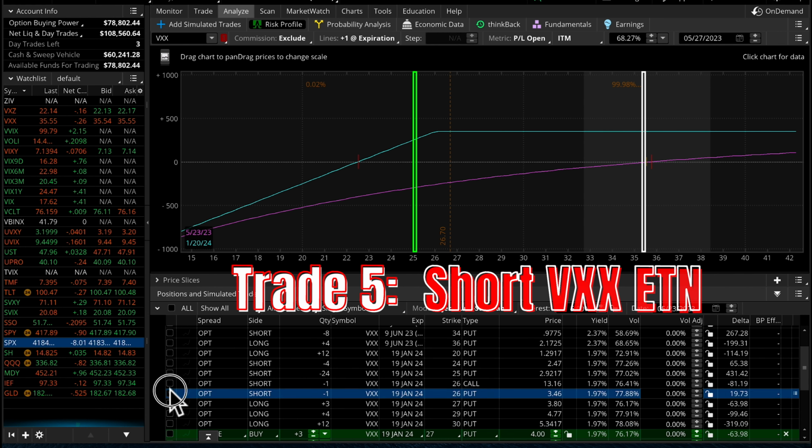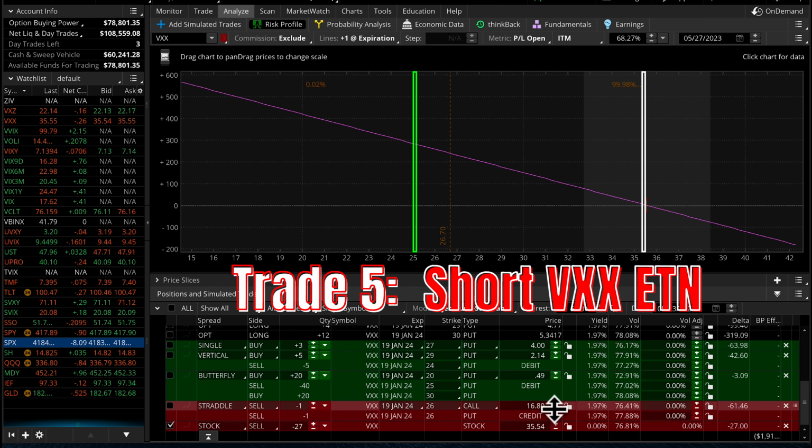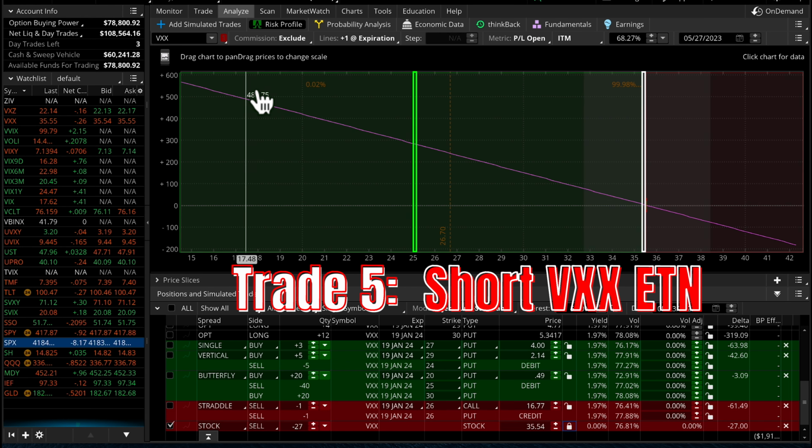And then the last one, like I said, we will just leave this one open. I will lock that price. And this is just a direct short VXX position. For tracking live, I will use the long SVIX position that we opened. 5 trades, 5 different methods of shorting volatility. Let's see how these go.